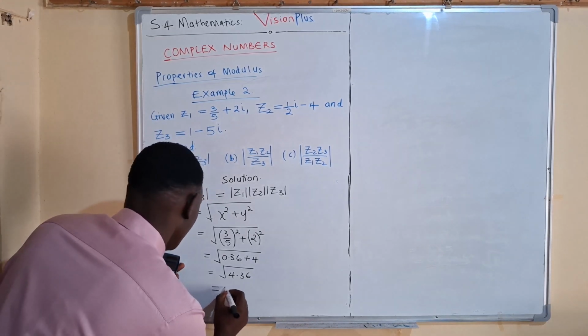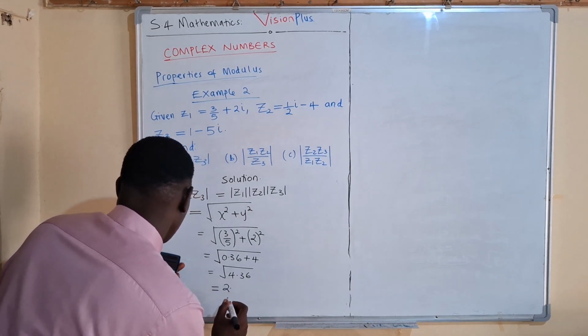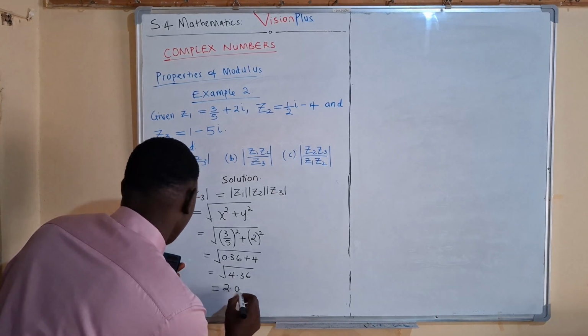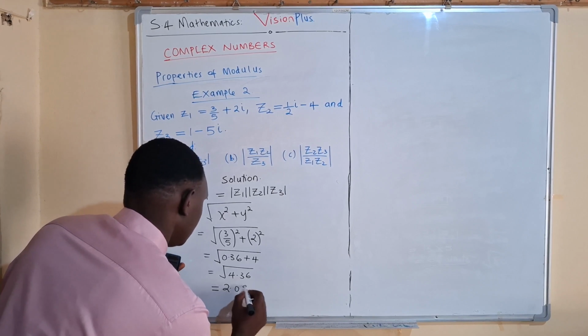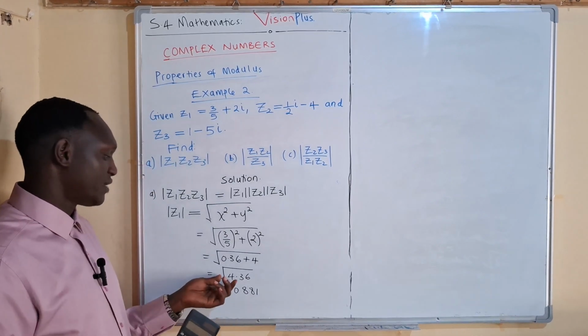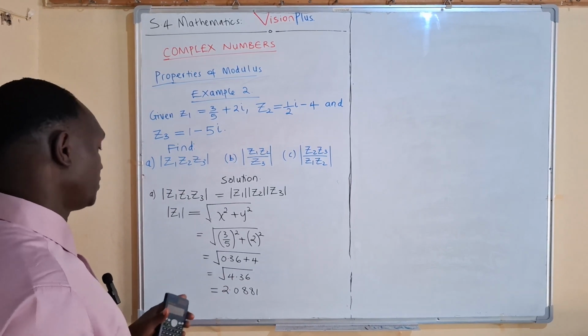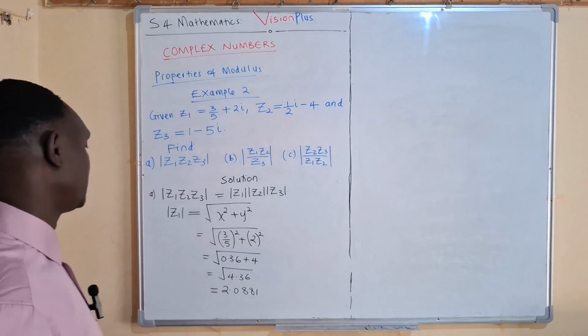Then you find the square root of 4.36. This gives us here 2.0881. Or simply you could leave your answer in short form, which is the square root of 4.36. But this and this are approximately the same.